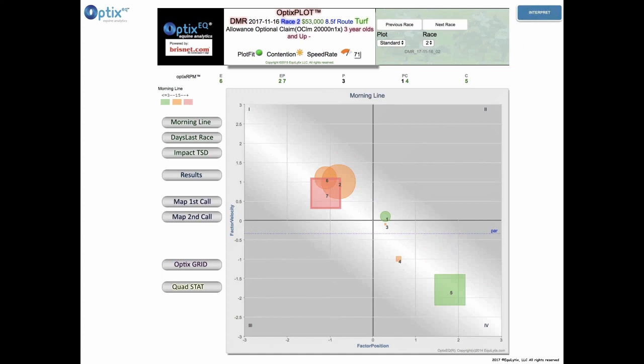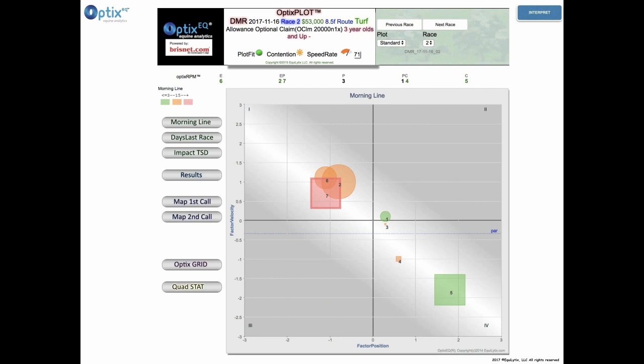There are 2 ways to look at the plot. One is standard. Did you see it's up here, Joe? I can't use my mouse for some reason. Up in the right-hand corner, there's a green box, and it says plot standard underneath. Do you see that in the header? Right below previous and next race. I see a plot standard, yeah.